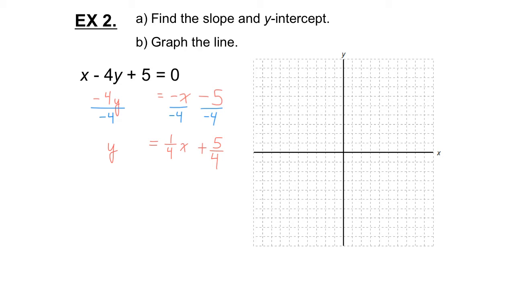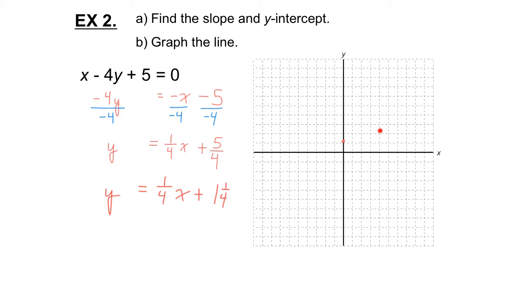Now, 5 over 4 is our y-intercept. You might have trouble locating that on the coordinate grid, so it might be helpful to turn that into a mixed number, which would be 1 and 1/4. That's easier to locate. So our y-intercept is 1 1/4. Our slope is 1 over 4. So we have a rise of 1, a run of 4. From our y-intercept, we go up 1 over 4.